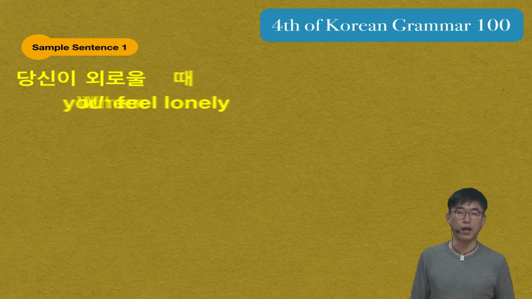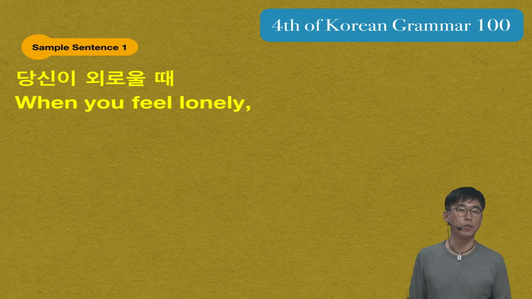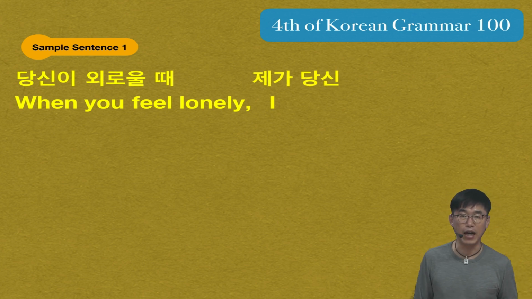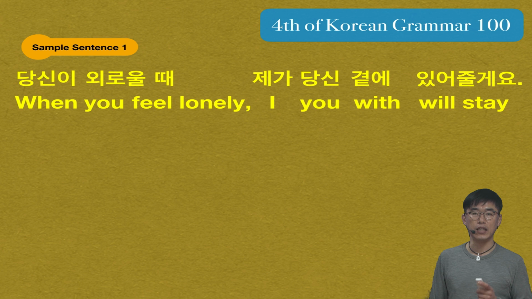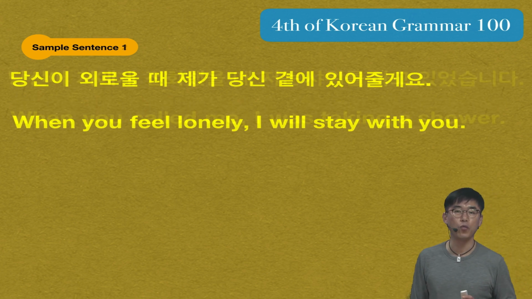Alright, to sum up so far, 당신이 외로울 때 is the same as when you feel lonely. 제가 is I as an honorific form of 내가. And 곁에 is with, and 있어 줄게요 is I will stay. So 당신이 외로울 때 제가 당신 곁에 있어 줄게요. When you feel lonely, I will stay with you.